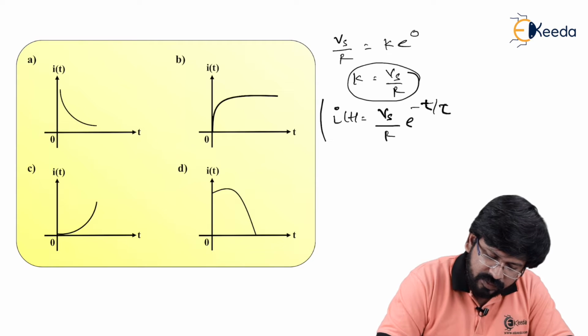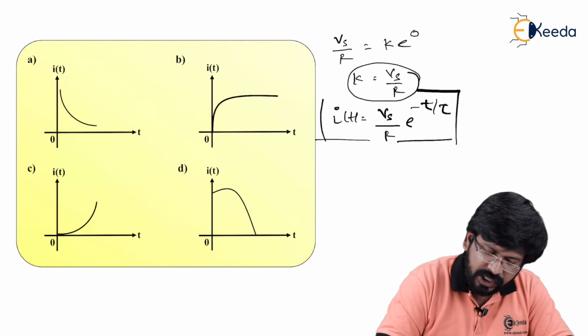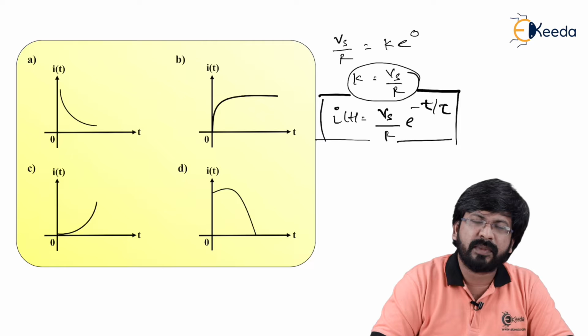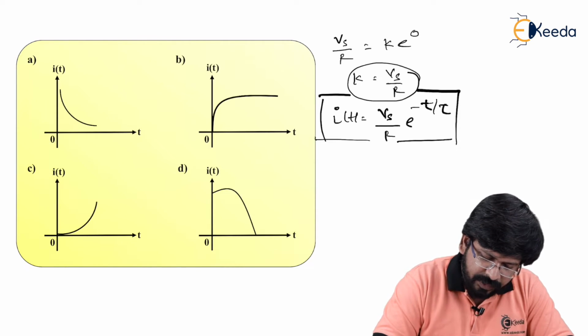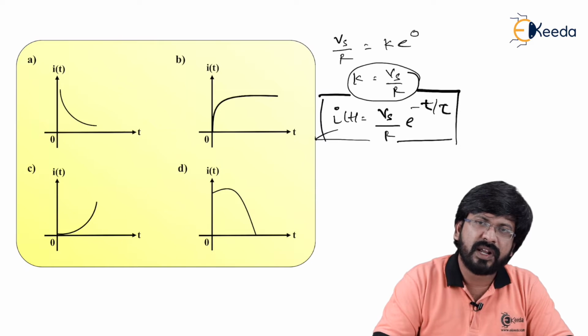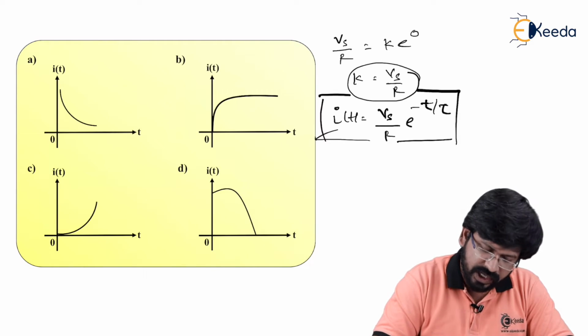And you know very well what is meant by tau. Tau is nothing but your time constant, and time constant is given by R into C. So it's just a constant. If this is the I of t equation, we will try to plot I of t with respect to time.